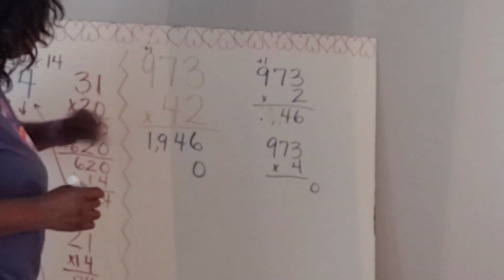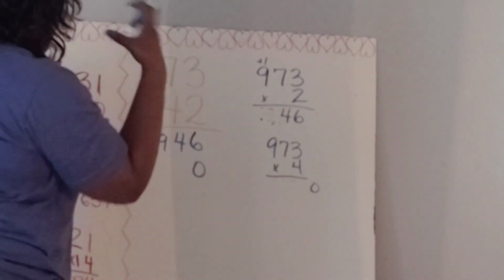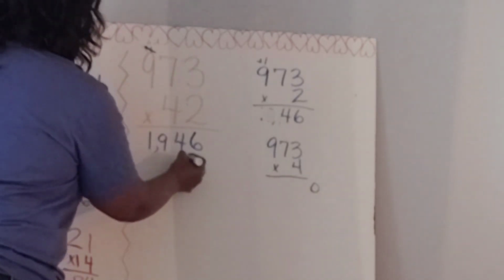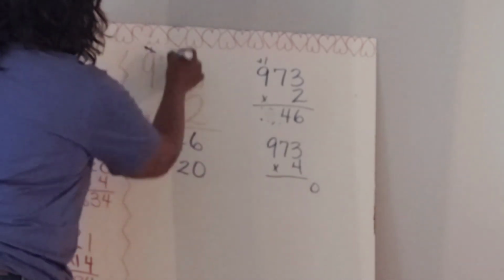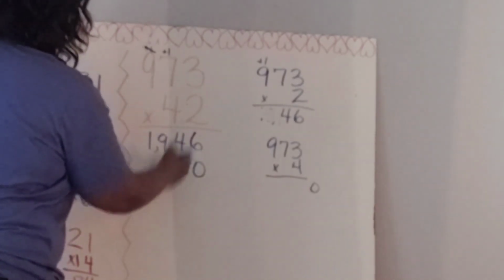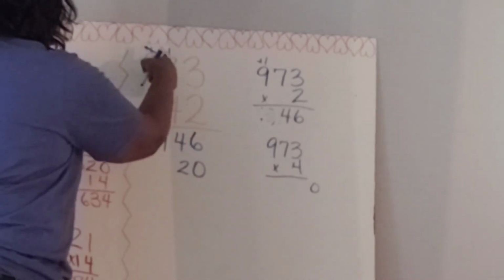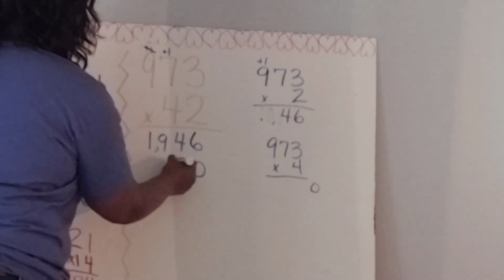3 times 4. Oh, and cross out your carryover. Don't forget that, so we don't add it again. 3 times 4 is 12. My 2 comes down with a 1 with a plus sign in front. Now 7 times 4. So remember, carry over. 7 times 4, 28 plus my 1. That's why we carried over, is 29.